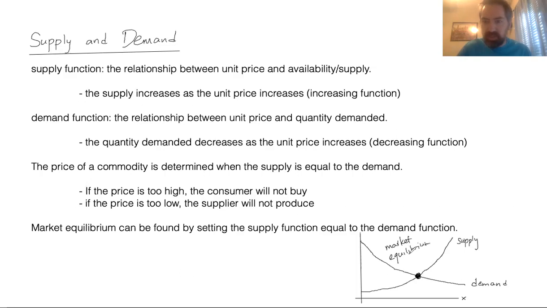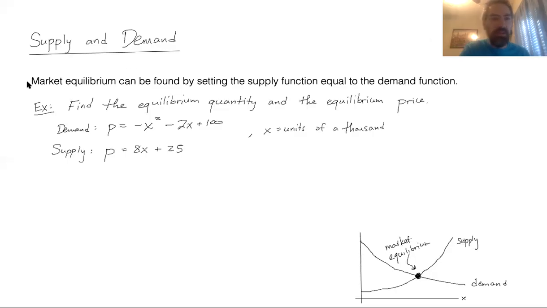So we're going to look at an example where a supply function and a demand function will be given, and we will be asked to find the market equilibrium. Okay, so in this example, we are trying to find the market equilibrium, the equilibrium quantity, right? How many units should be produced, and the equilibrium price. What should the price be in order to reach that equilibrium?